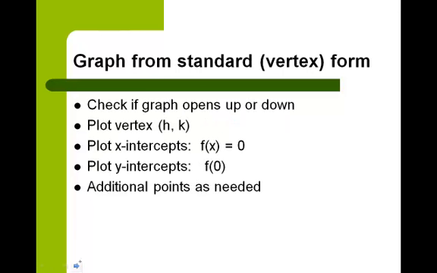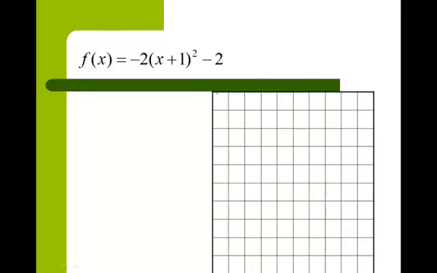To graph from standard or vertex form, we're going to check first to see if the graph opens up or down. We're going to plot that hk value, plot some x-intercepts, in other words, set the equation equal to 0, and find out what the x-intercepts are. Plot the y-intercept by substituting 0 for x, and then if you need some additional points, go ahead, but you should be pretty good with that point. Okay, so let's take a look at one of these.